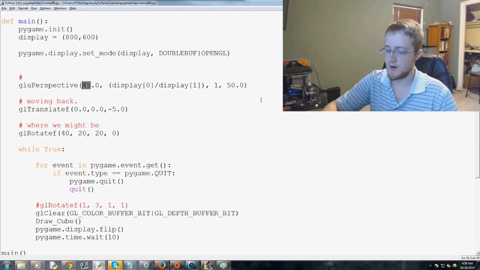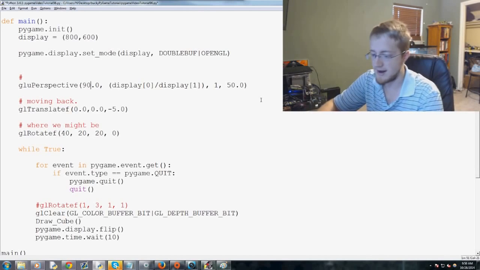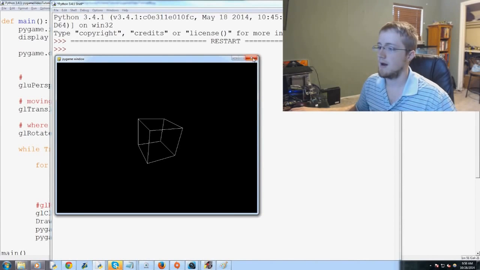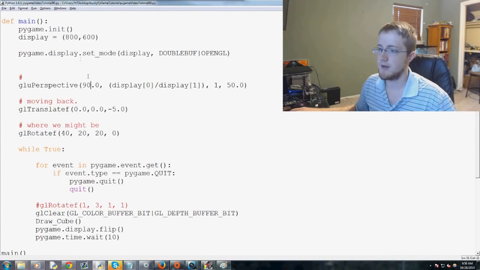And let's change this 45. We'll change that now to a 90. Okay. Then we'll come out of here. We'll put this back to 45 degrees. That's our ratio. And these are your clipping planes.